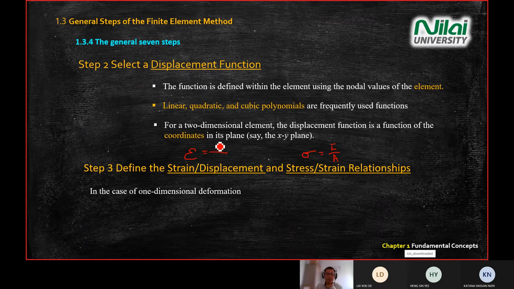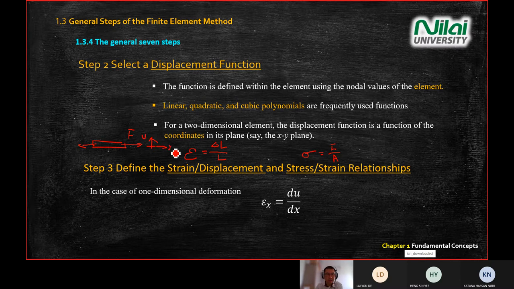Strain equals elongation, or change of length, divided by original length. Okay. So in 1D deformation, meaning if you have a bar with a tensile force, for example, then your strain will be the change of elongation. You write in mathematics du over dx, which means the change in the x direction. Again, the x direction displacement is called u.